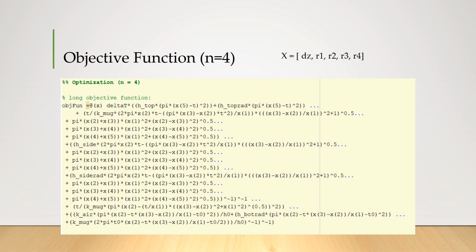Plugging in the area and resistance expressions into the objective function, I developed this long equation for the total heat transfer rate from the mug. This is the objective function for a mug with 4 slices. For more slices, the expression gets much longer.